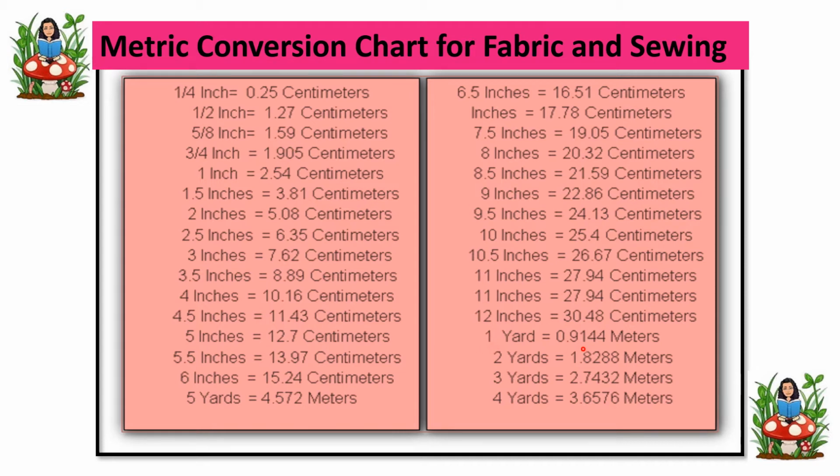And in 1 yard, we have 0.9144 meters. In 2 yards, we have to multiply 0.9144 times 2 to get the meters, 1.8288 meters. Okay, let's have an example.